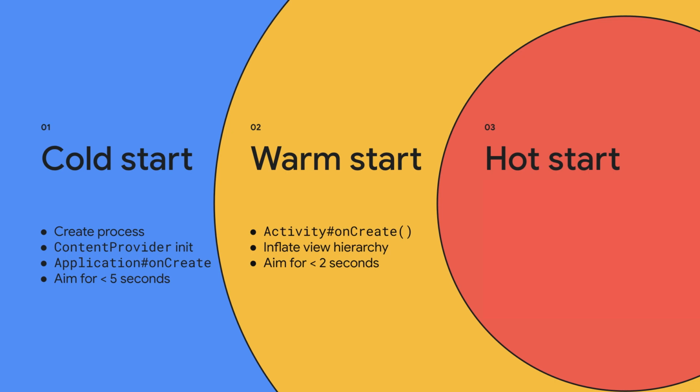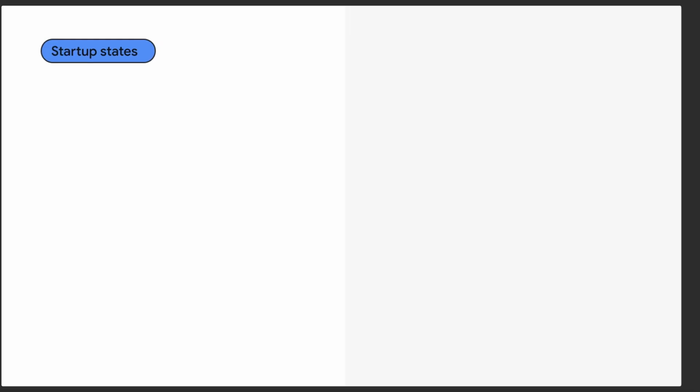A hot start begins with a call to activity's onStart method. Hot starts happen when only an activity needs to be restarted, such as when it's being brought back from the launcher after briefly leaving the app. This is where your first draw pass happens. It includes measuring, layout, and rendering of the view hierarchy, and hot starts should be faster than 1.5 seconds.